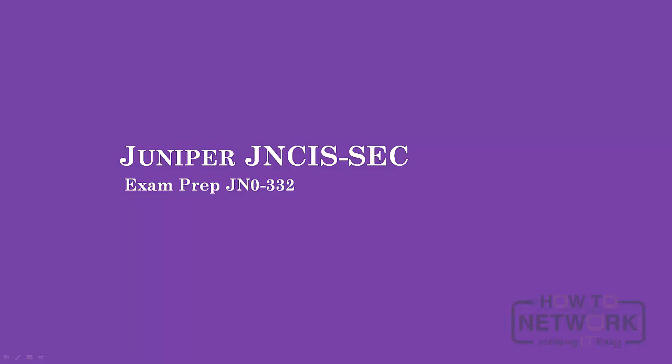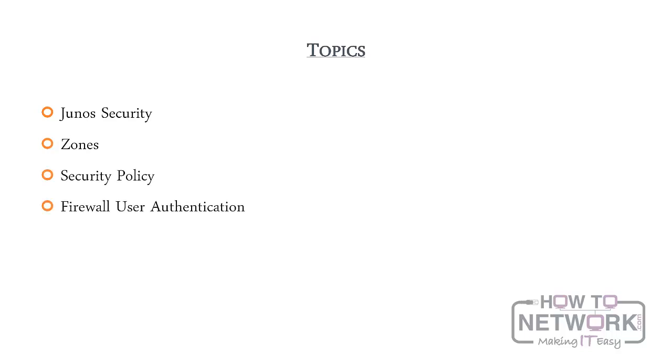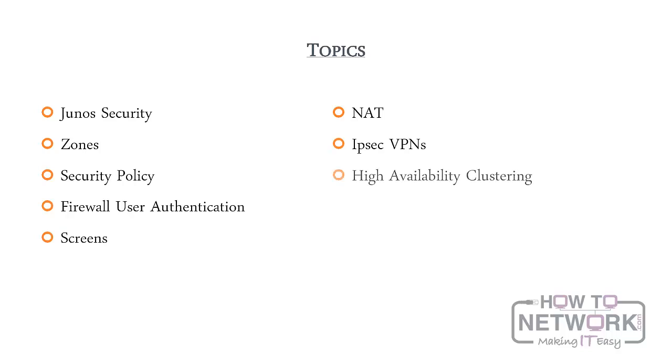In this video series, we will discuss all the topics outlined in the Juniper exam objectives for the JNCIS SEC exam number JN0-332. In this course, we will cover an overview of Junos security. We will cover zones, security policies, firewall user authentication, screens, NAT, IPsec VPNs, as well as high availability clustering and unified threat management.